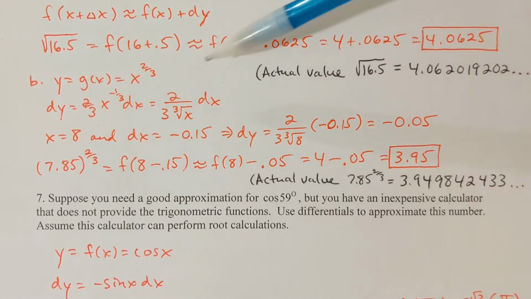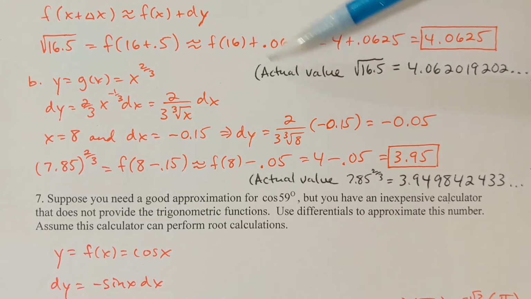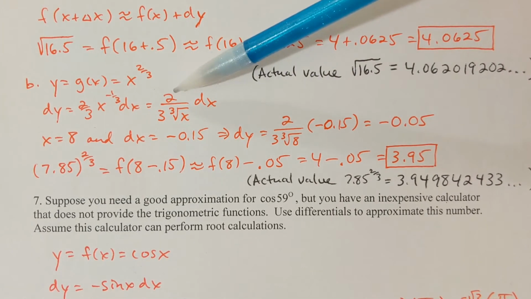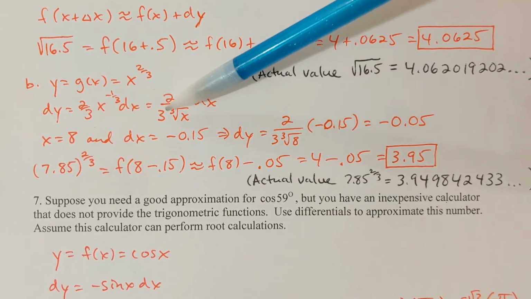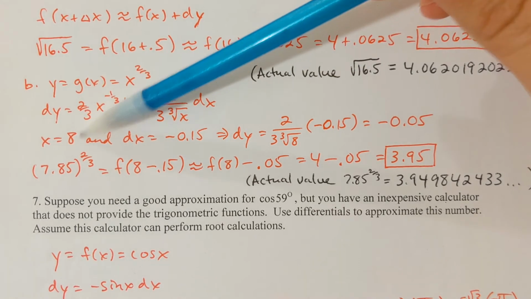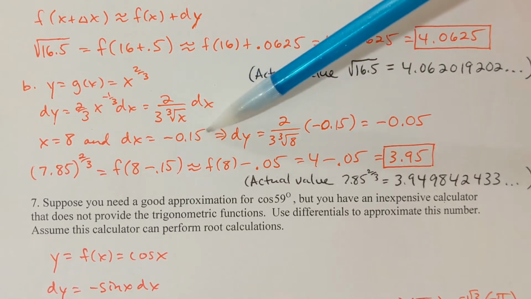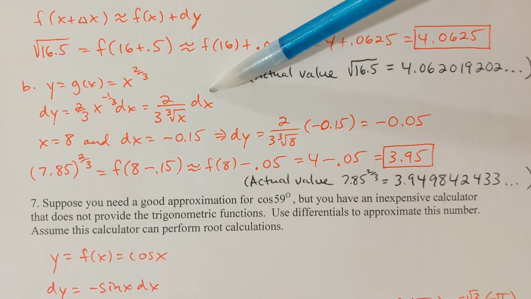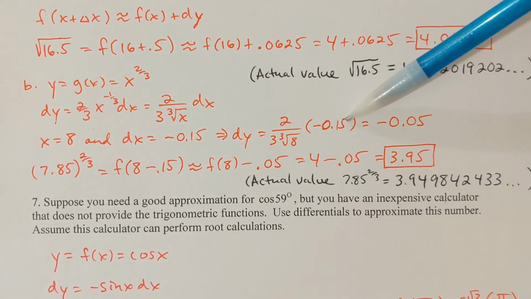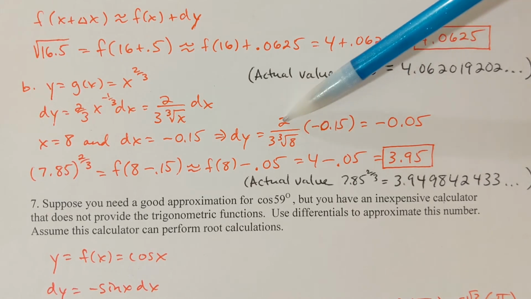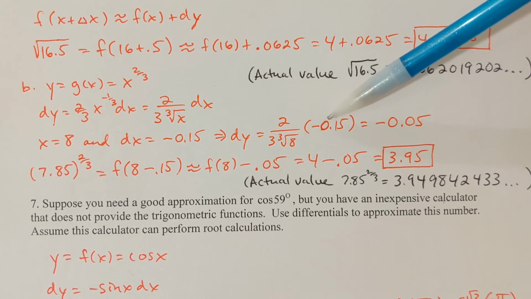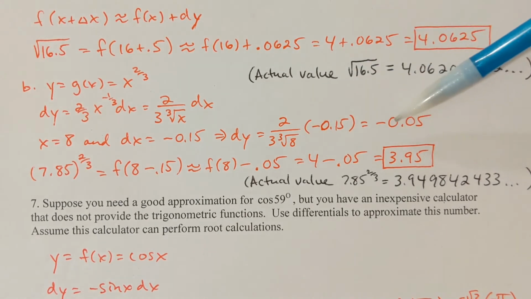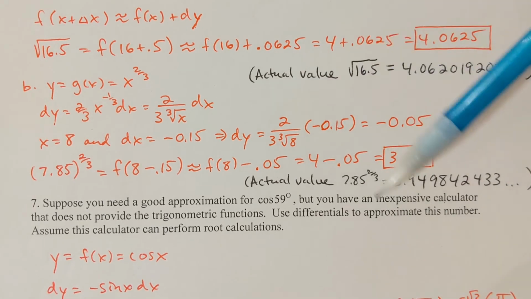Okay, dy is where I take g prime of x times dx. Well, that's going to be a power rule, right? And 2/3 x to the negative 1/3 in radical form would be 2 divided by 3 times the cube root of x. Make sure that the dx is there. x is 8, dx is negative 0.15. So when I plug those numbers in their appropriate spots, the cube root of 8 is 2. The 2's will cancel. And negative 0.15 divided by 3, that'd be negative 0.05. That is dy.